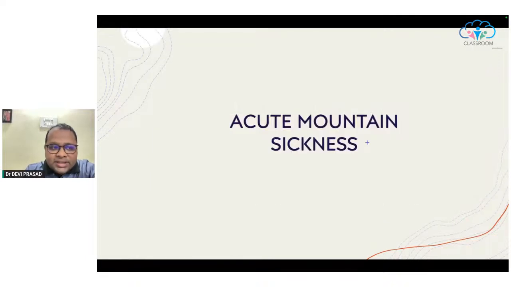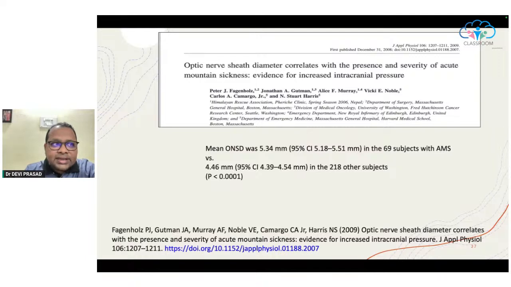Then coming to acute mountain sickness, in acute mountain sickness, hypoxia may increase the cerebral arterial blood flow, and hence venous volume may increase, leading to increased ICP. And this was a study by Fagenholz et al., in which they found that the mean optic nerve sheath diameter was 5.34 in the 69 subjects with acute mountain sickness. They performed serial examinations in 284 subjects who traveled at high altitude to Pheriche in Nepal. In these subjects, they used a quantification score known as the Lake Louise score, which had a strong positive correlation with the change in ONSD.